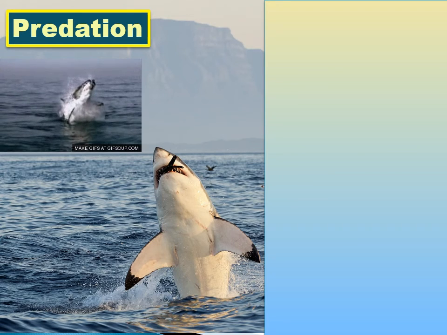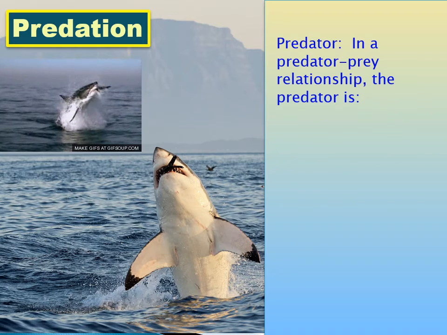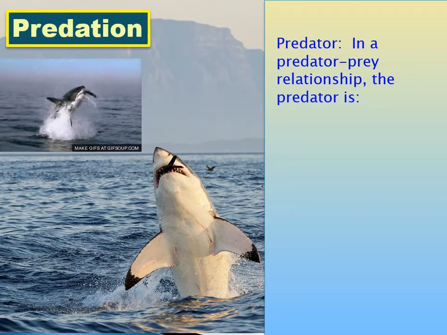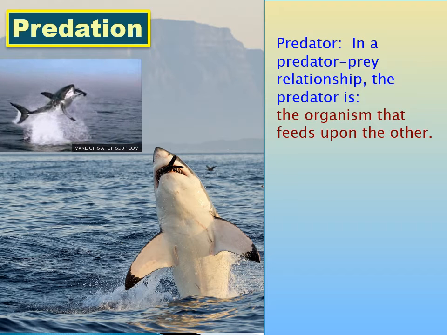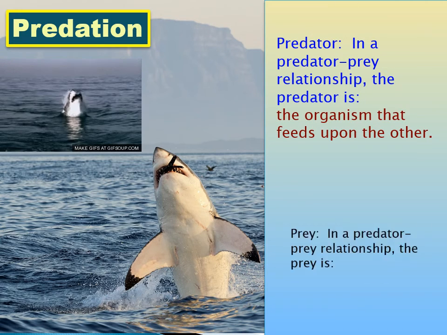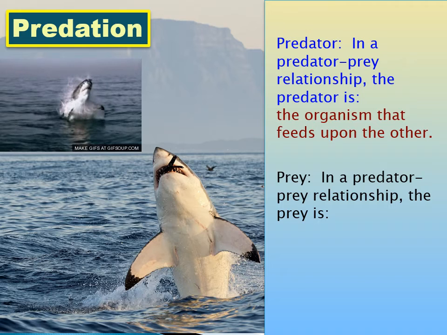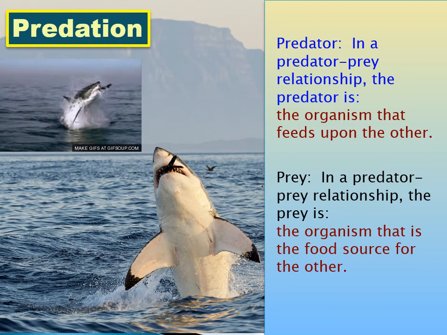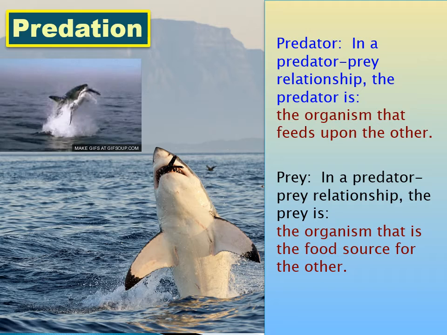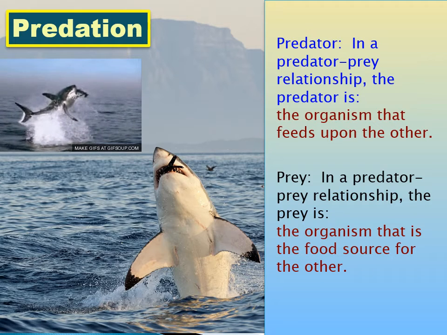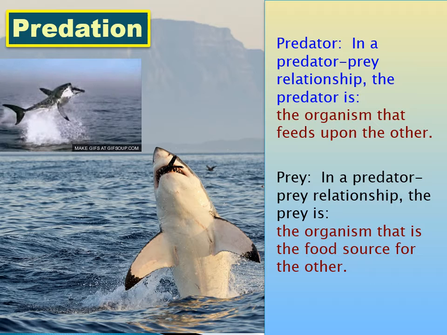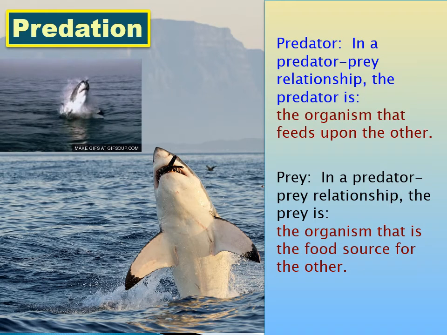So how does predation play a role here? So a predator, in the predator-prey relationship, is the organism that feeds on the other organism, all right? And the prey in a predator-prey relationship is the organism that gets fed upon, all right? They're used as a food source. So in this scenario, my great white shark is the predator, and the seal that's sticking out of his mouth is the prey.